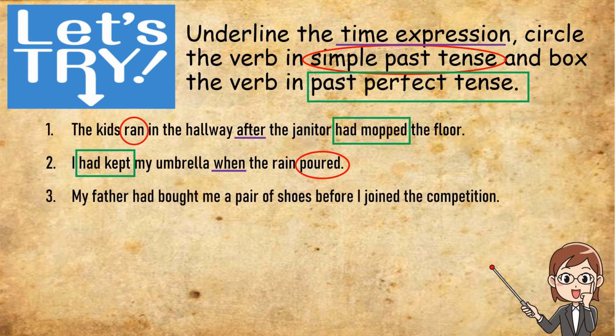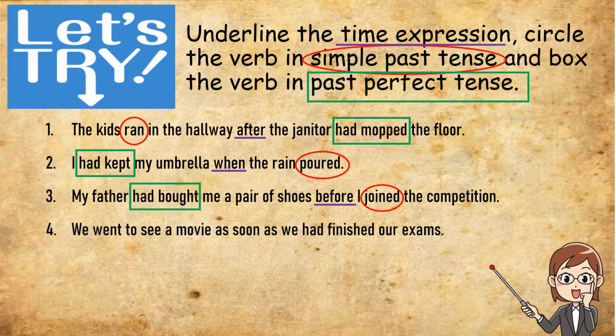Number 3: my father had bought me a pair of shoes before I joined the competition. Which one is the time expression? Okay, it is before, and the verb in simple past tense is joined. The verb in past perfect tense is had bought.